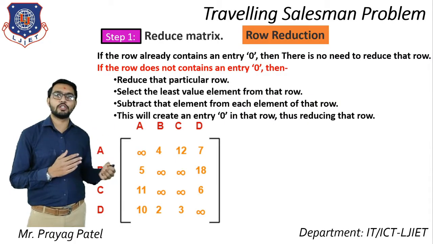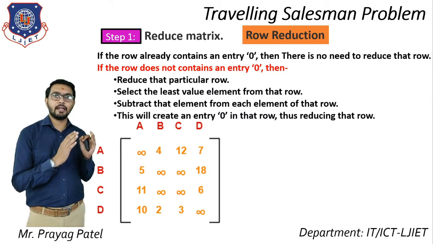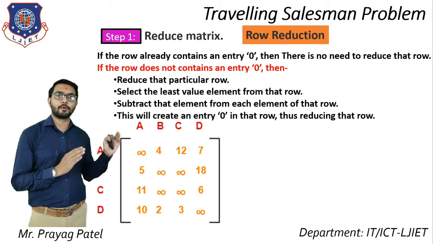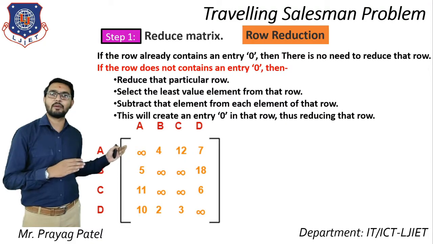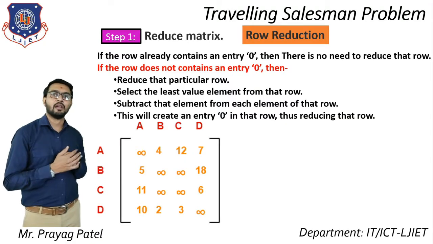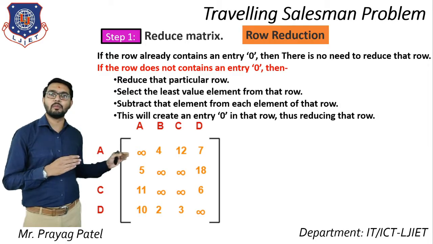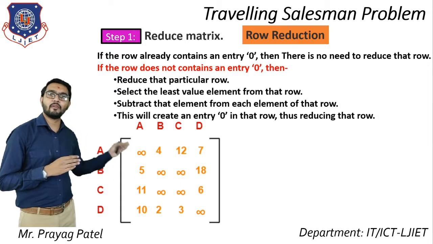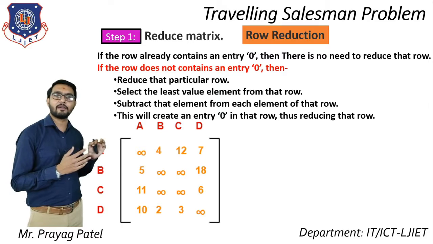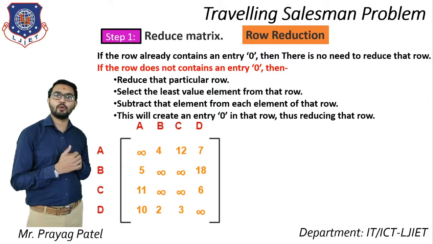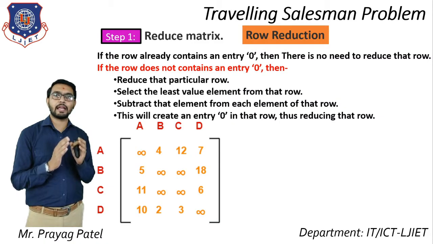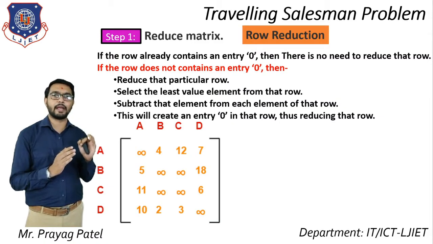Now how can we reduce this row? Select the least value element from that row. For example, in the first row, row A, consider the least value from row A. Least value means the minimum value from row A, and the minimum value in row A is 4. So consider 4 as your least value. Now subtract that element from each element of that row.